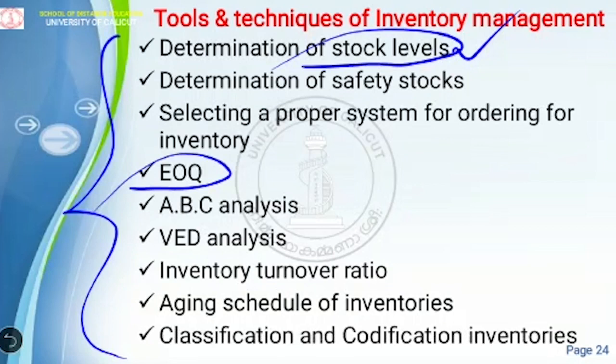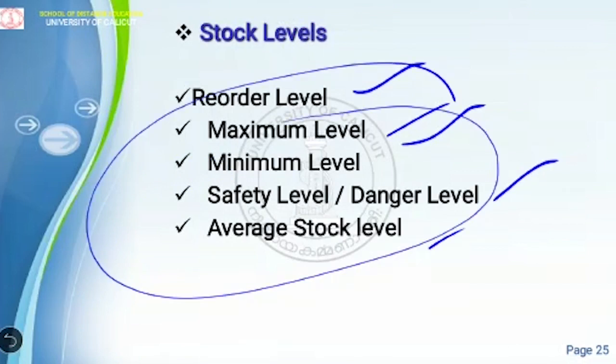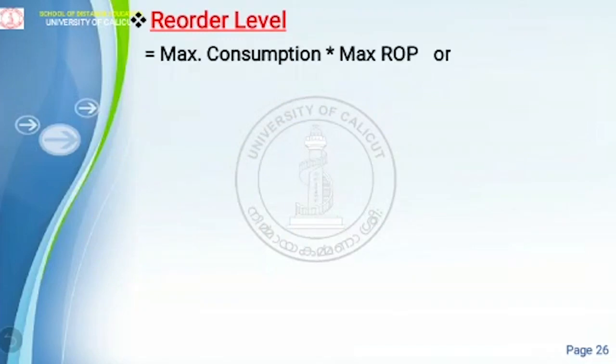Which are the tools or techniques of inventory management? Determination of stock levels, which we will discuss later. Determination of safety stock, selecting a proper system for ordering of inventory, the economic order quantity method, ABC analysis, VED analysis, inventory turnover ratio, then aging schedule of inventory. These are the major techniques that can be used for the management of inventory.